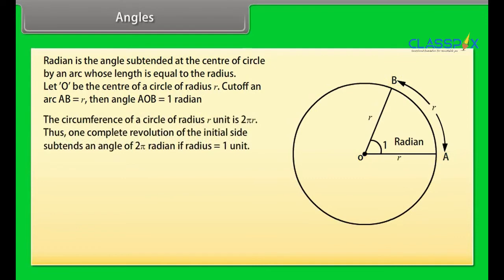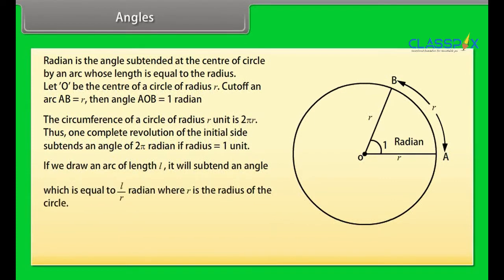The circumference of a circle of radius r unit is 2 pi r. Thus, one complete revolution of the initial side subtends an angle of 2 pi radian if radius is equal to 1 unit. If we draw an arc of length L, it will subtend an angle equal to L by r radian, where r is the radius of the circle. And we can write it as L is equal to r into theta.